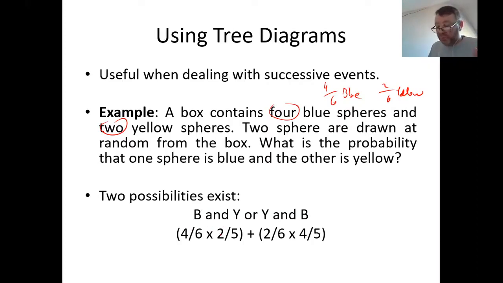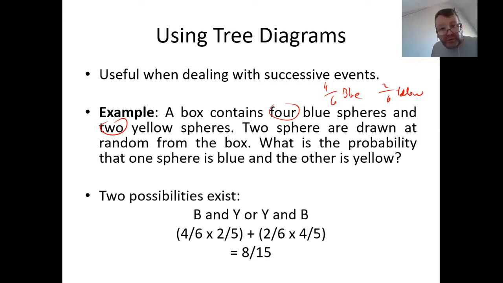What about yellow and blue? Well, go back to the bag again. There are 6 in there. Of those, 2 are yellow, so that's 2 out of 6. And if I take out one yellow one, that drops the number of spheres to 5, and 4 of them are going to be blue. So it'll be 2 over 6 times 4 over 5. And when we work those out and add them, we get 8 over 15. That's it. So that's how you do it if you're going to logically write it down.